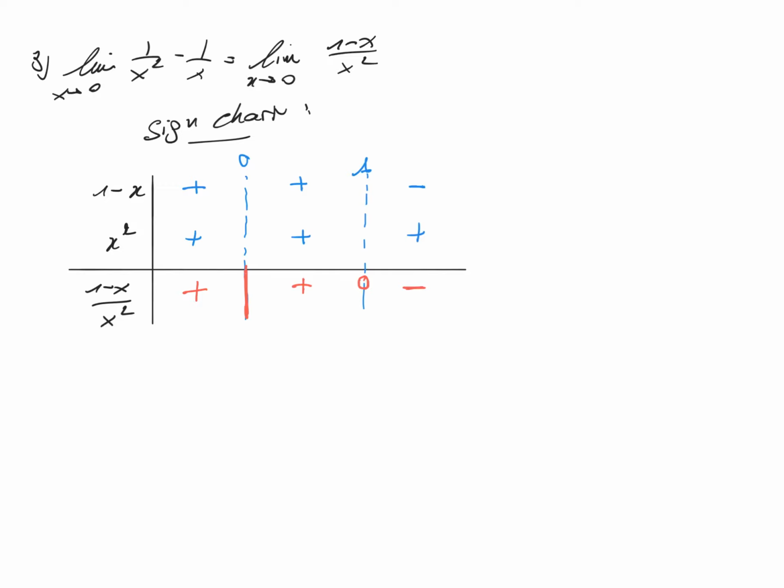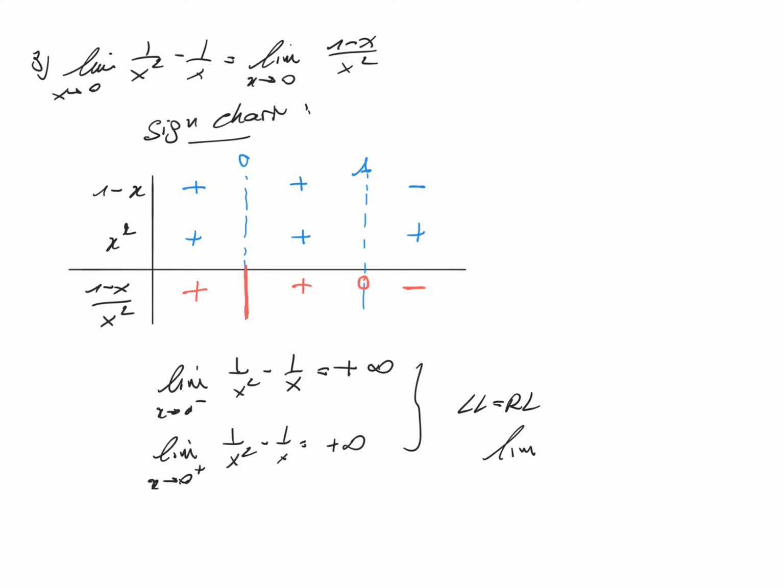This means, in conclusion, that the limit of f of x, so of 1 over x squared minus 1 over x, for x going to 0 with negative values, is plus infinity, because we have a positive sign on the left side. The same way we see that the limit for x going to 0 with positive values of the function is also plus infinity. And so we see that the left limit and the right limit are equal.